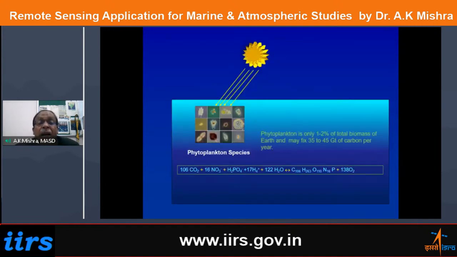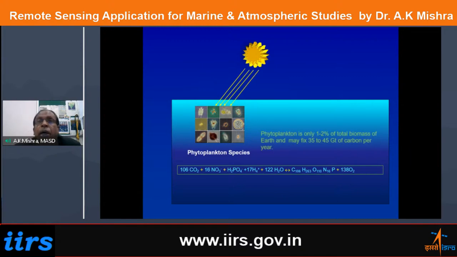Apart from that, the phytoplankton assimilate the carbon present in the water, and when they die, they sink to the ocean floor. Thus, they remove the carbon from the ocean. As you are aware of the greenhouse effect, the carbon concentration in the atmosphere is steadily increasing, and the ocean water absorbs the carbon. The phytoplankton, when they die, remove the carbon from the surface water and sink to the ocean bottom.